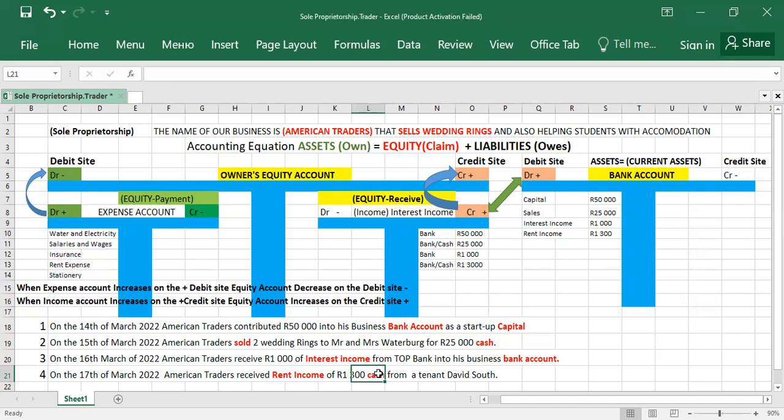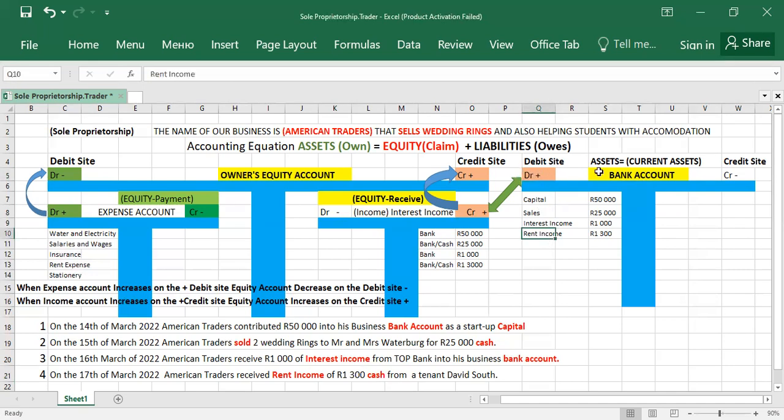We all know that cash is money and then cash is an asset. Now this word cash affected our asset account, but we need to be specific. Which asset account? The word cash affected our bank account. Which side? On the debit side. Why on the debit side? Because when the business receives money, the money has to be debited.